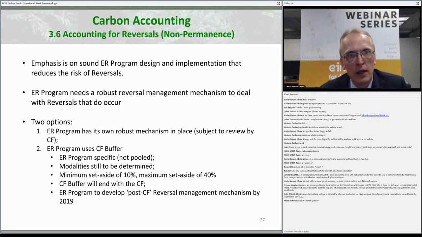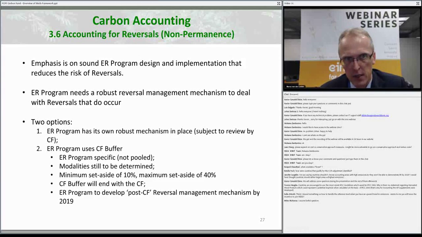Now we realize that there are some reversal risks that you will not be able to manage just through program design. And that's where the methodological framework requires that the ER program develops what we call a reversal management mechanism. So some way to deal with the reversals if they occur. Now the methodological framework says there are two options. One is that the program develops their own mechanism, and that might be based on something that the country is already developing. The other option is that you use a buffer, a carbon fund specific buffer.